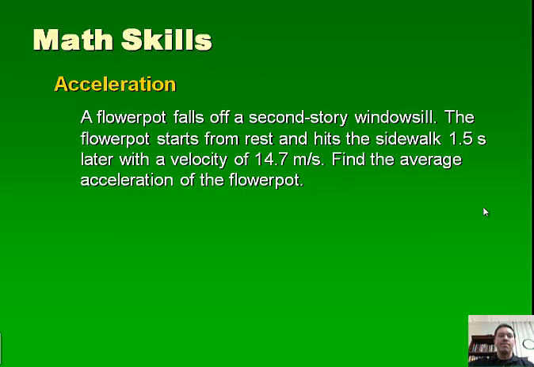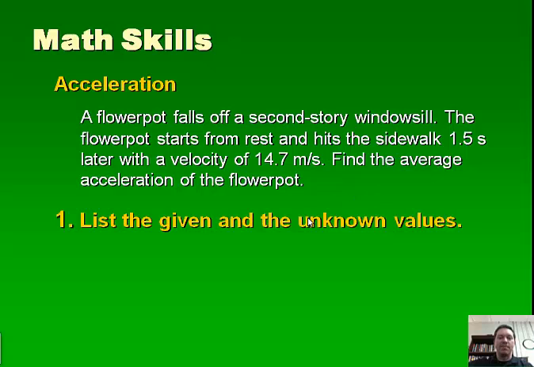Alright, so looking at a math problem here, we've got a flower pot that falls off a second story windowsill. The flower pot starts from rest and hits the sidewalk 1.5 seconds later with a velocity of 14.7 meters per second. So we want to find the average acceleration of the flower pot.